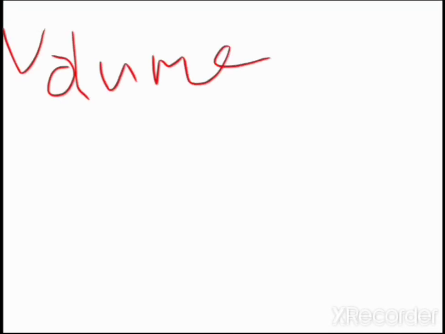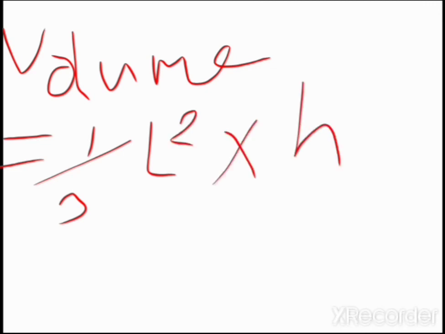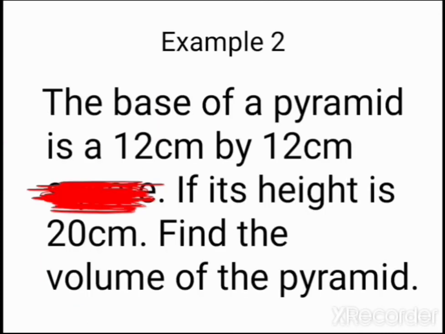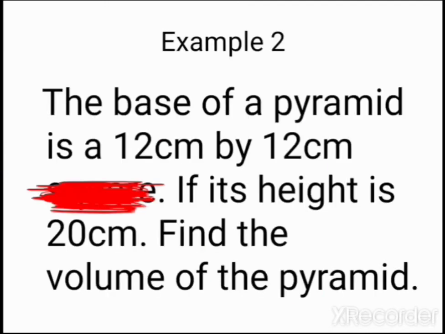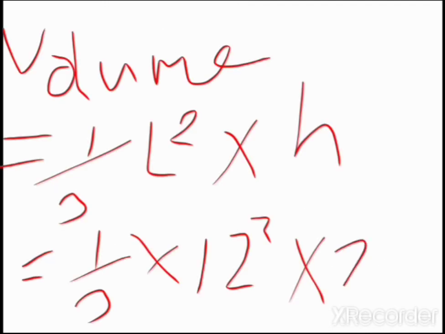The volume of a pyramid, as I have said earlier, is equal to 1/3 the base area times the height of the pyramid. And if we go back to the pyramid, we have 1/3 times, since it's a 12 by 12 centimeter, the length is 12 centimeter, so we put 12 square times, what is the height? The height is 20 centimeter. So let us carry out this operation.